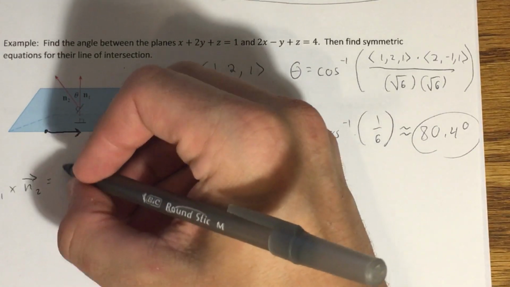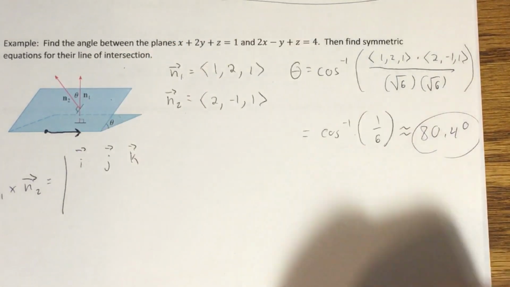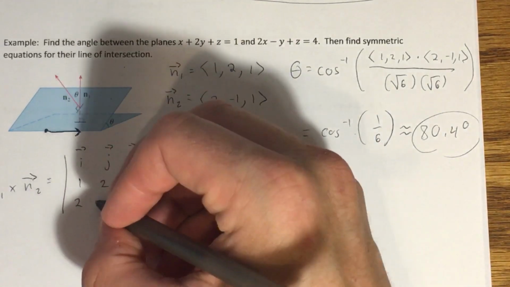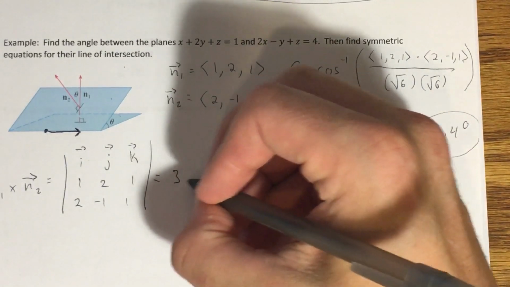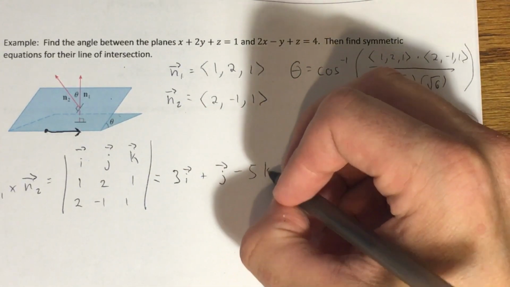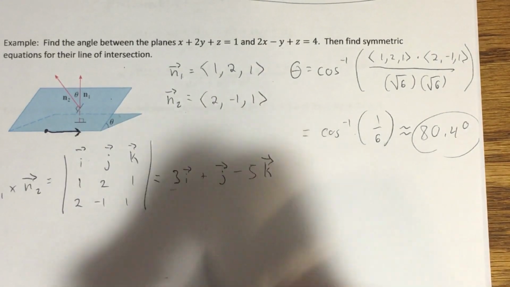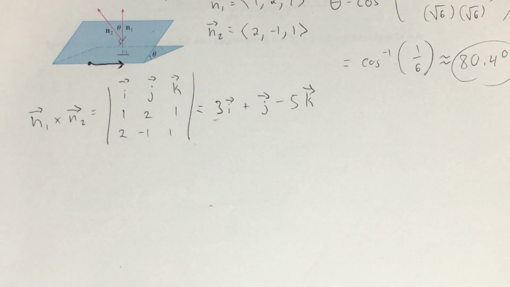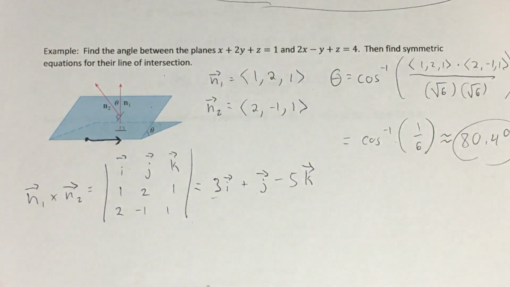In this case, remember that's going to look like i, j, k, 1, 2, 1, and 2, negative 1, 1. This works out, if you do the cross product, to 3i plus j minus 5k. Okay? Those scalars there, 3, 1, and negative 5, those are going to be the components of my direction vector. And if we're looking for a symmetric equation, all I need is to find that direction vector and then a point on the line.